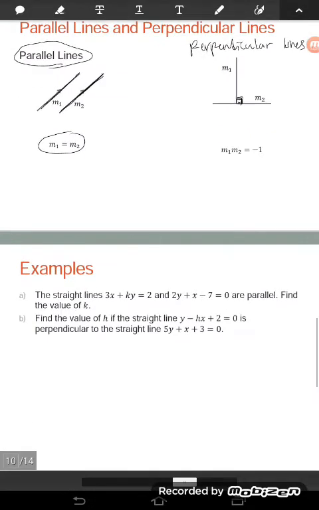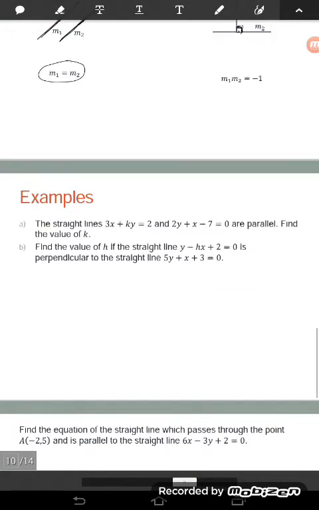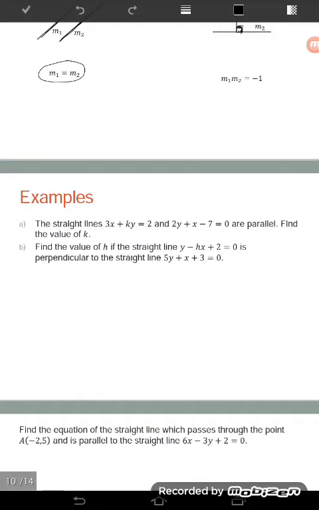Okay. So example. A, the straight lines 3x + ky = 2 and 2y + x - 7 = 0 are parallel. Okay, so dia selari. So find the value of k. Kalau dia selari, dia mempunyai kecerunan yang sama. So for the first line, kita kena cari dia punya kecerunan. So the gradient of the first line.